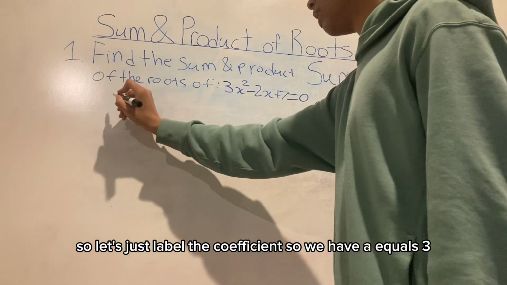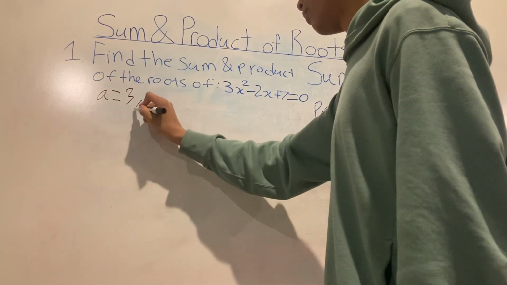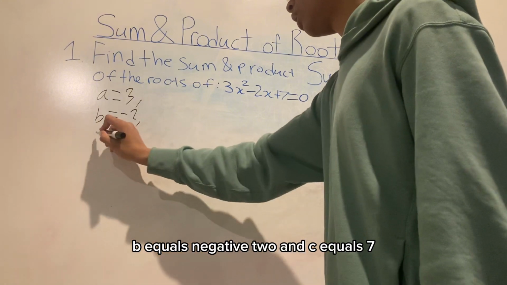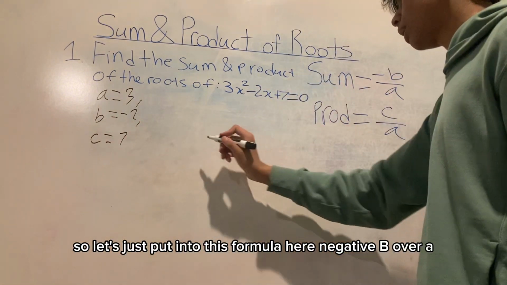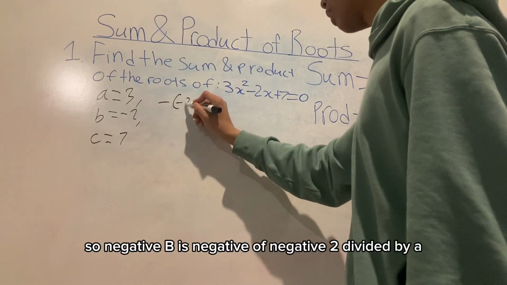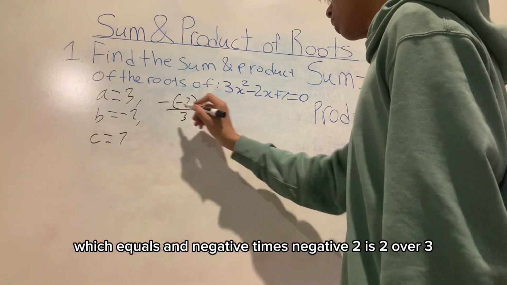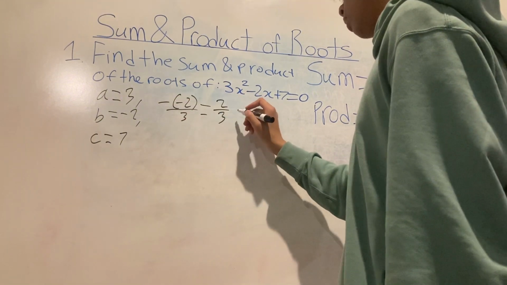So let's just label the coefficients. We have a equals 3, b equals negative 2, and c equals 7. So let's put it into this formula here, negative b over a. Negative b is negative of negative 2 divided by a, which is 3, and negative times negative 2 is 2, so 2 over 3, which is the sum.